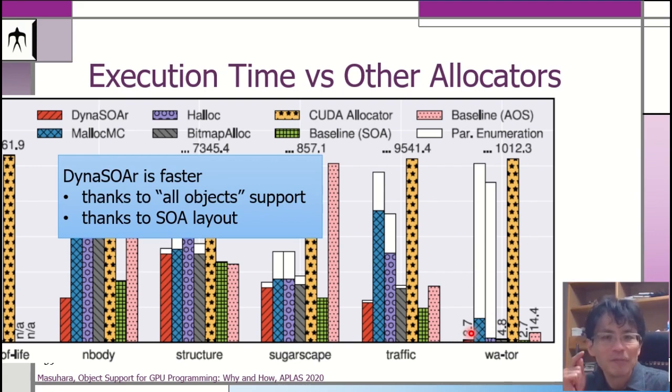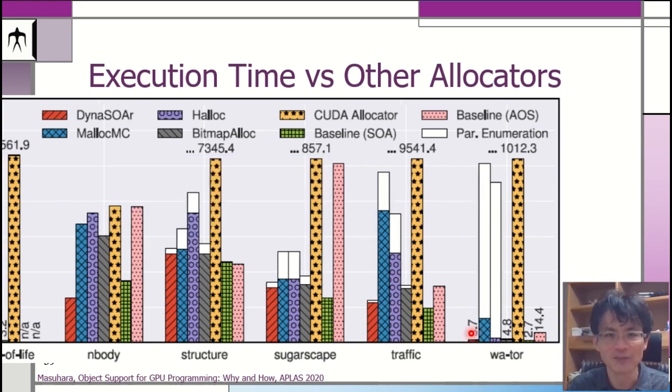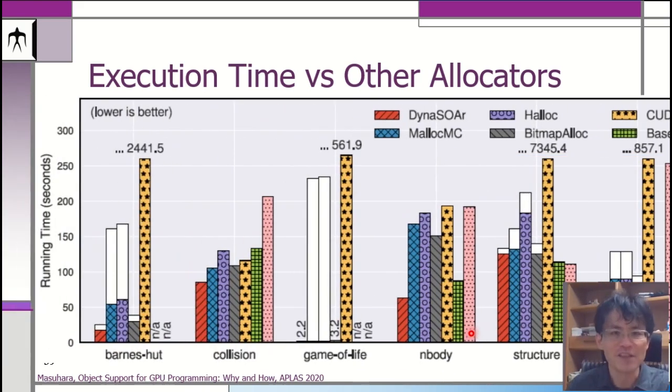And if we compare only the allocation time, then Dinosaur is not actually faster than the other memory allocators. But by running the actual application, Dinosaur is much faster in the computation part of the application thanks to the structure of array memory layout. So that's the source of the efficiency in Dinosaur.